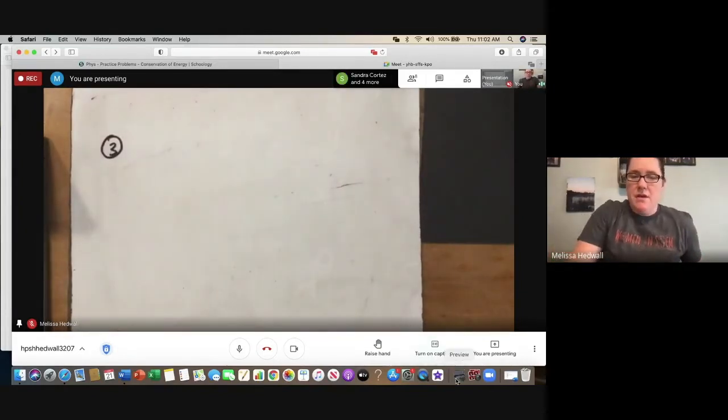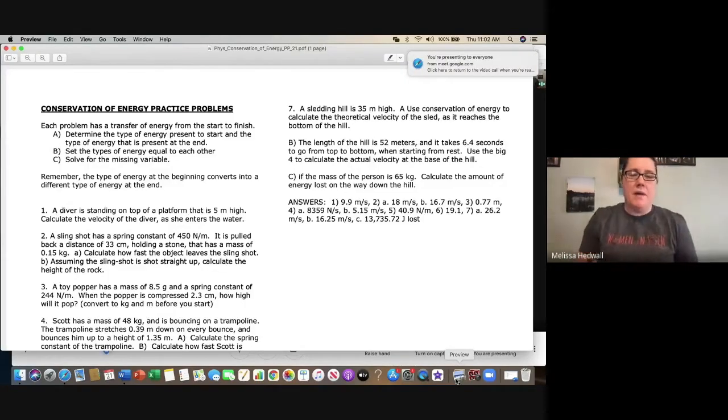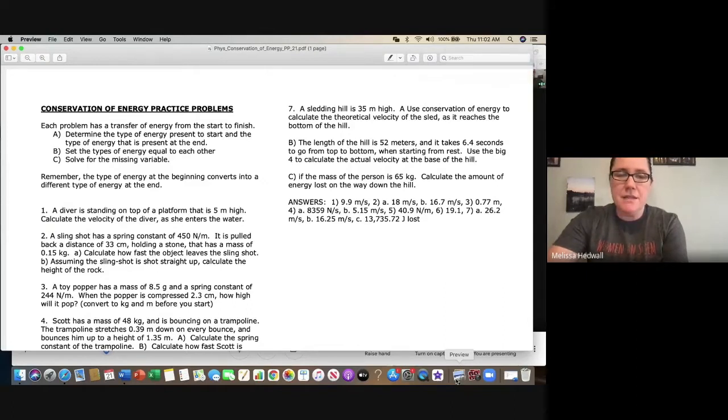Number 3 is looking at, you have a toy popper. And so this actually would show up as, if you did the popper option on the lab, the first one, this is the same sort of idea. The mass of the toy popper is 8.5 grams. And you have a spring constant, k, is 244 newtons per meter. And the popper is compressed 2.3 centimeters. And how high will it pop is what we're looking for. So we're just looking for how high it pops.